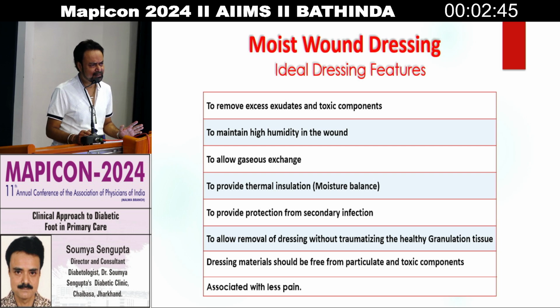Now, there are different kinds of dressing, different kinds of guideline, but remember the ideal dressing should remove excess exudate and toxic components, maintain high humidity in the wound, allow gaseous exchange, provide thermal insulation, provide protection from secondary infection, allow removal of dressing without traumatizing the healthy granulation tissue, and the dressing material should be free from particulate and toxic components, and it should not be associated with much pain.